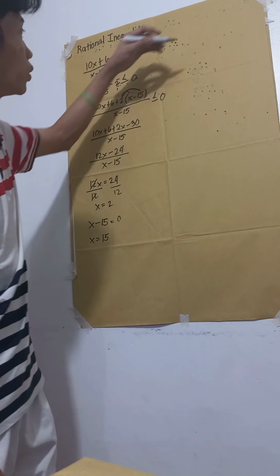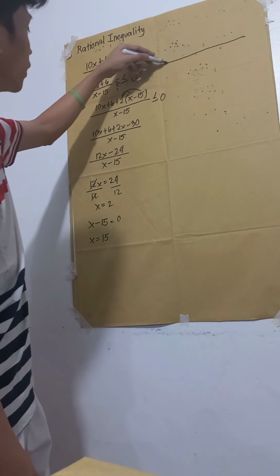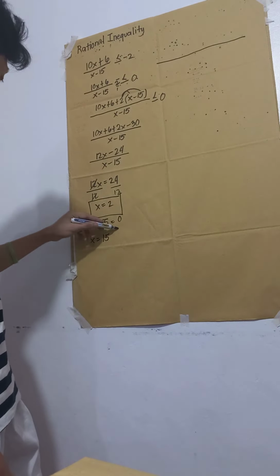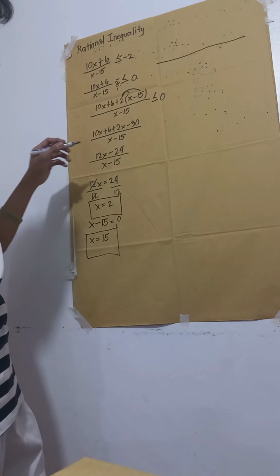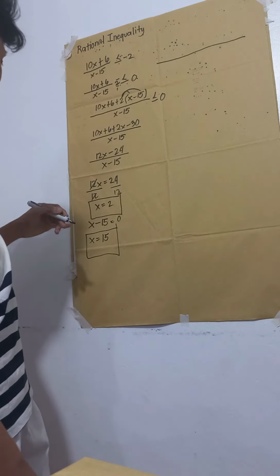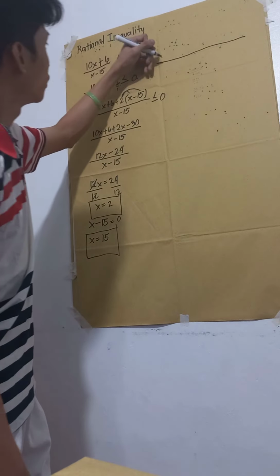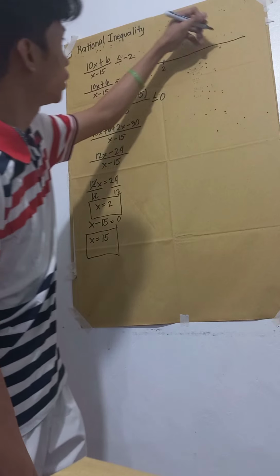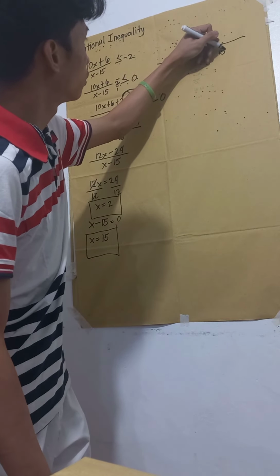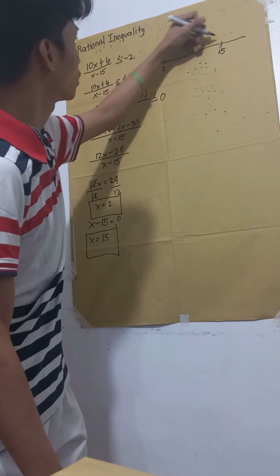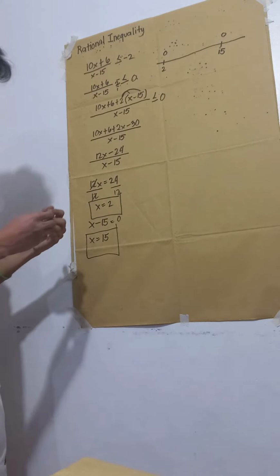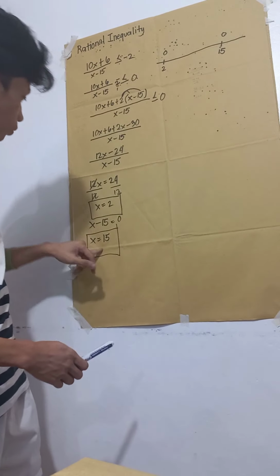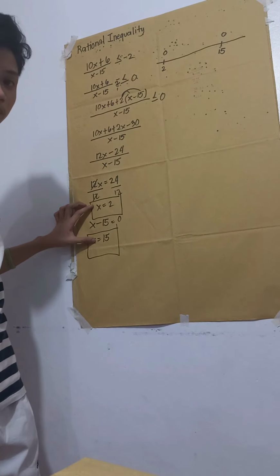So we're going to draw a number line. We're going to cross that out so that we're not confused. Mark 2 and positive 15. We're going to put open circles, and we're going to solve. What do you think is the best solution to this one? Which one is the solution?